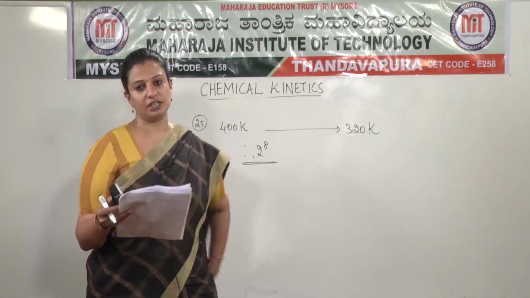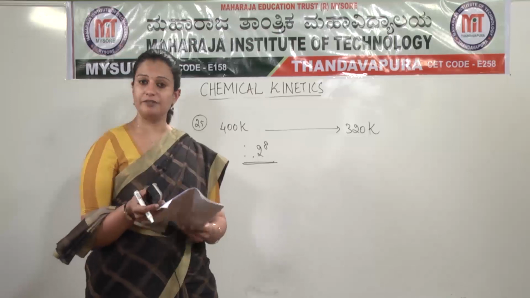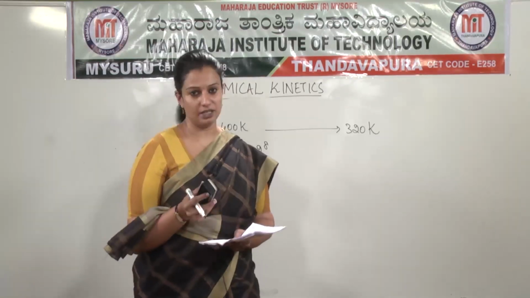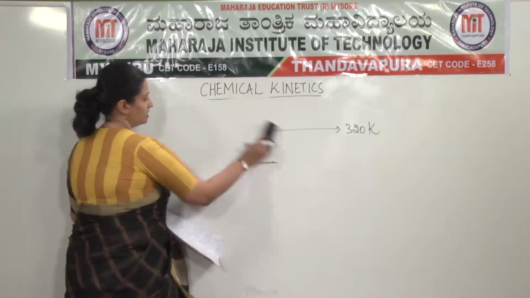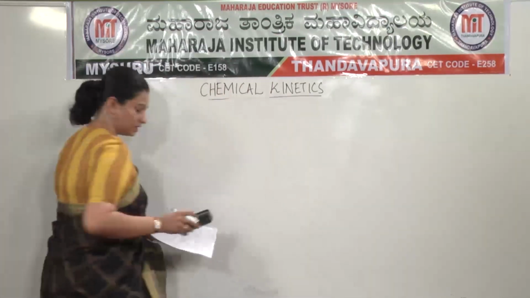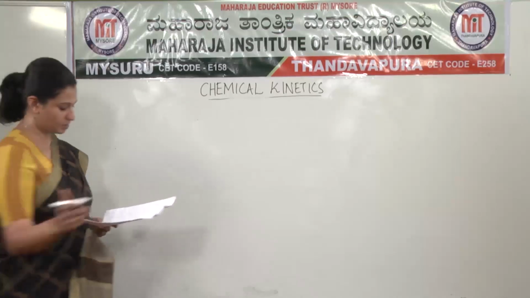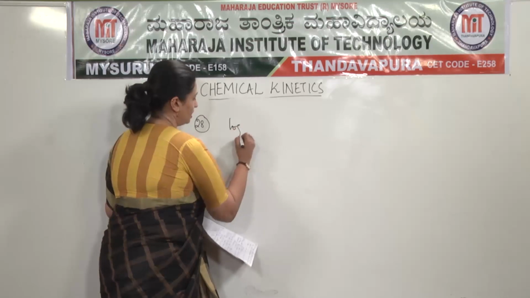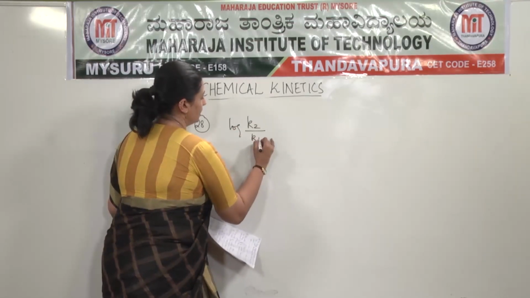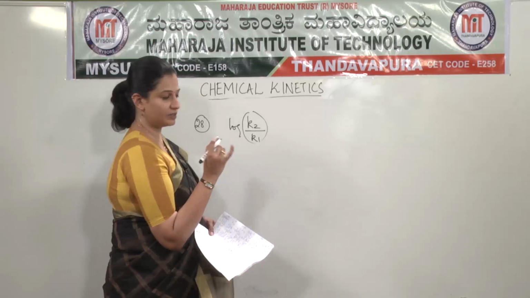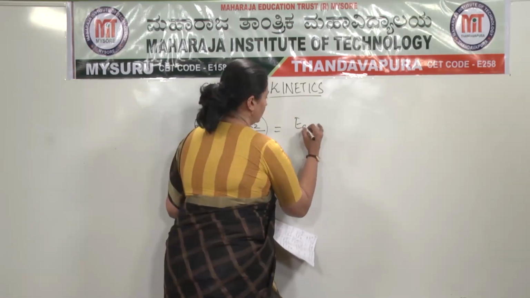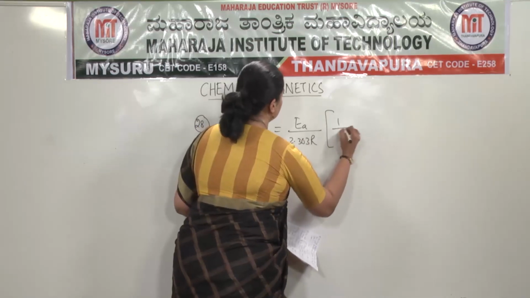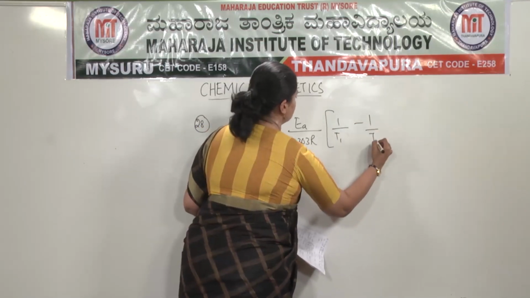What is the activation energy for the reaction? Now, when you have two different temperatures and they are asking for activation energy, we have to move on to the Arrhenius equation. So, what is your Arrhenius equation? If you are going to compare two rate constants, for question number 28, we write the Arrhenius equation in order to compare two rate constants at two different temperatures. So, this will be log K2 by K1 equals EA by 2.303 R into 1 by T1 minus 1 by T2.